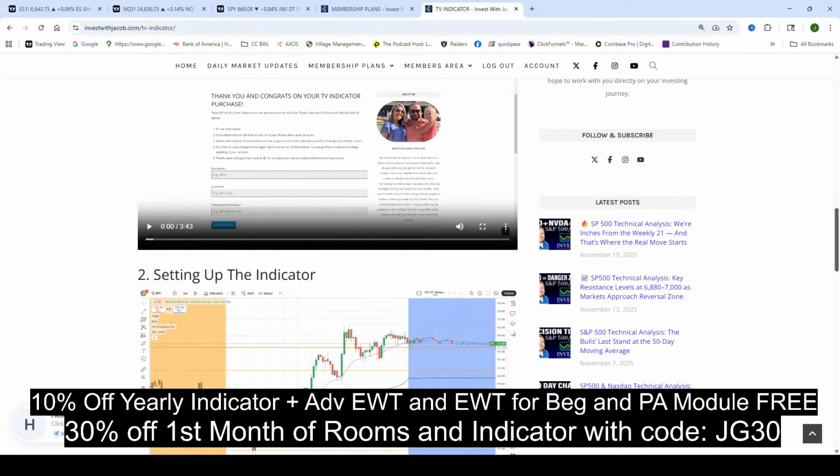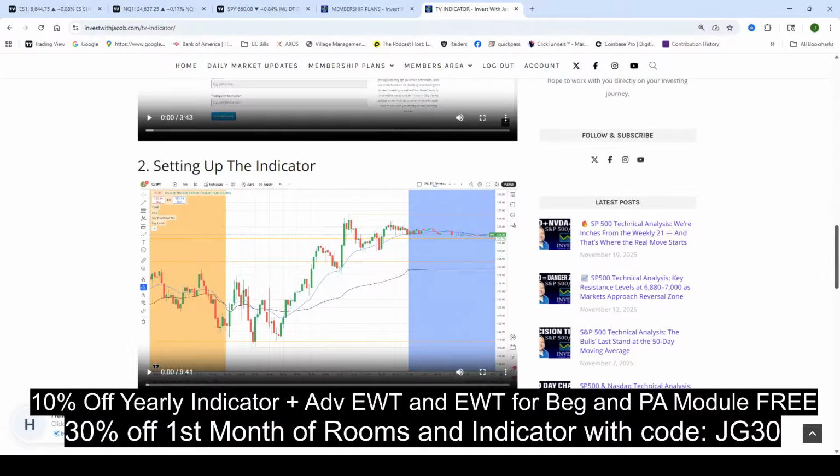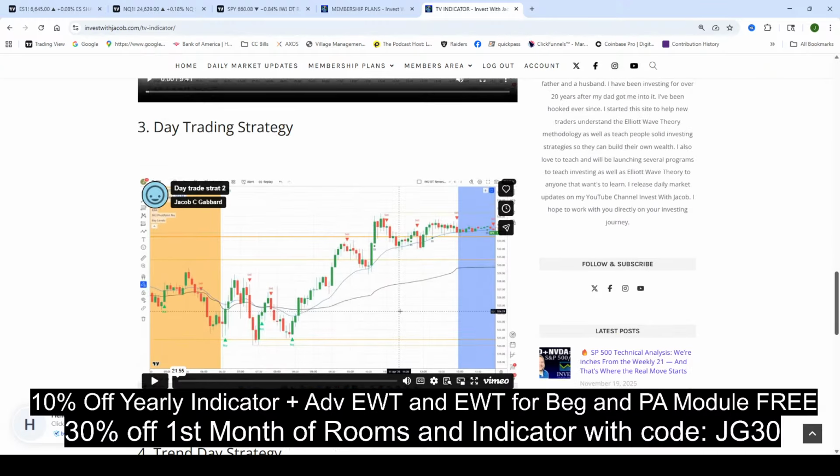Very simple to do. Then you set up the indicator for how to trade it. It's got some settings in there you've got to set up properly. And then we give you our complete day trading strategy with all of our rules, how we trade everything, how we put in our stops, how we set up our day for success, all of that stuff.